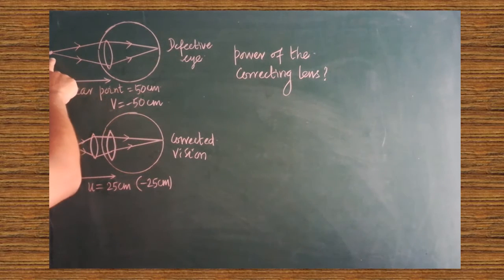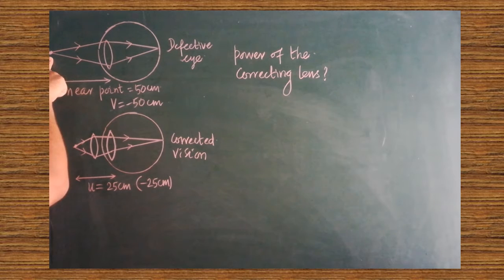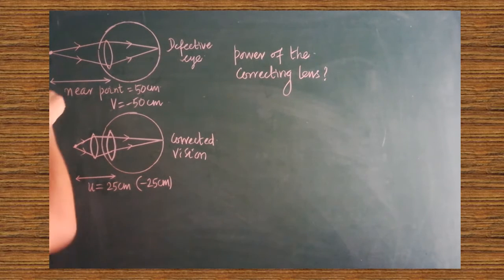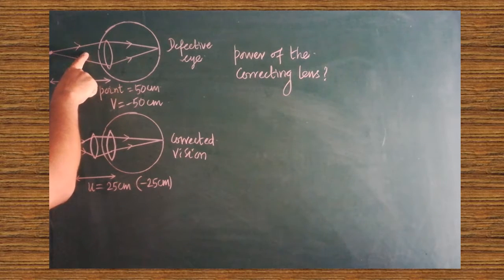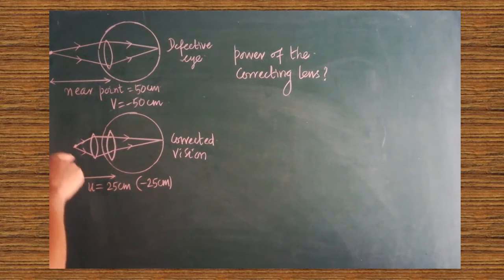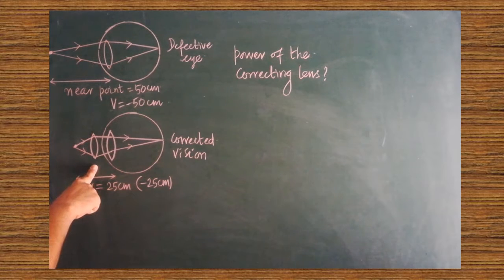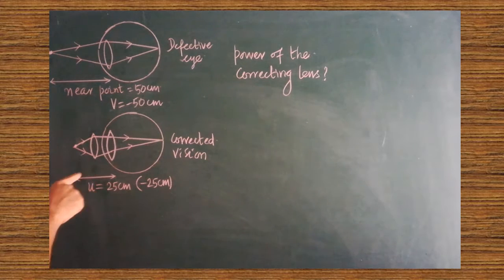But he is not always able to keep the object at 50 centimeter to read the textbook or to observe the object. So this object has to be brought closer to the eye lens. For that, what does he have to do? He has to wear a lens. We don't know whether it is a convex lens or a concave lens. We have to find out whether it is convex or concave as a correcting lens.